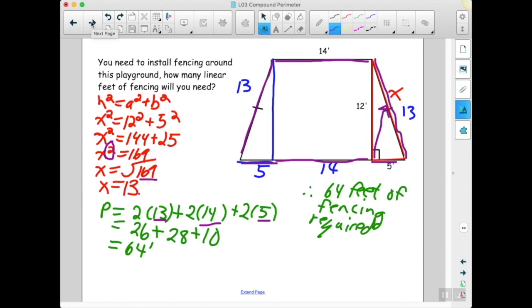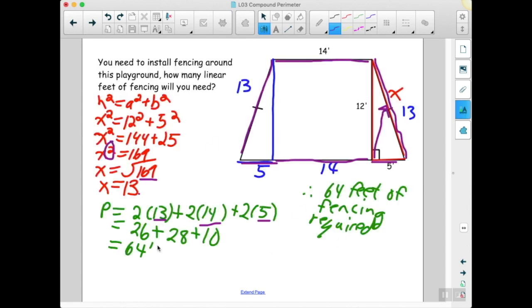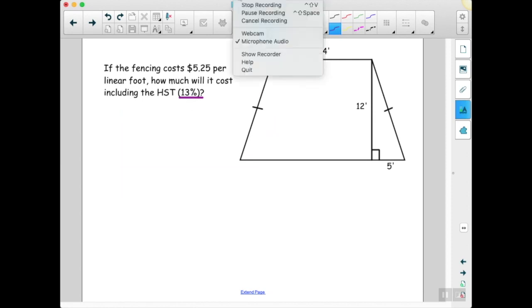All right, next problem on perimeter, compound shapes, etc. It now says if fencing costs $5.25 per linear foot, how much will it cost? And now we need to include the GST. And just taking you back to this particular slide, we've determined that's how much fencing we're going to need. So now I'm going to give you some time to figure out what is the total cost, including taxes, that you're going to pay for that fencing. And again, we both should be pausing to do some work at this point.